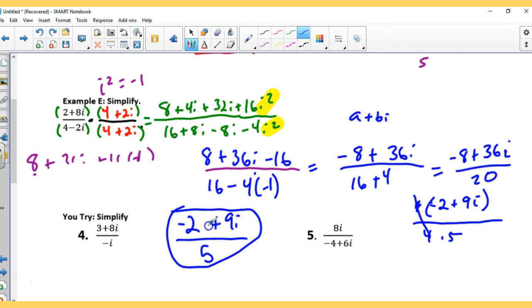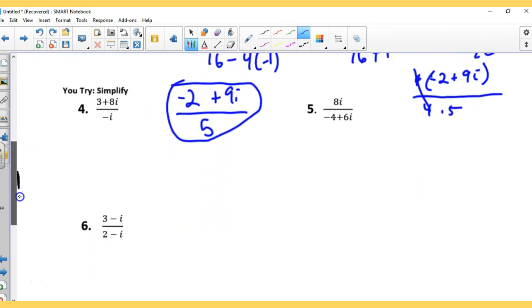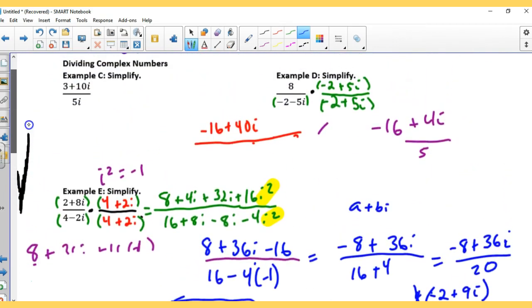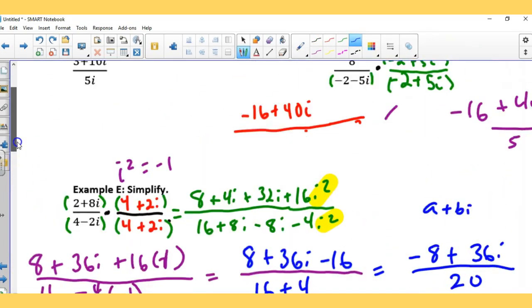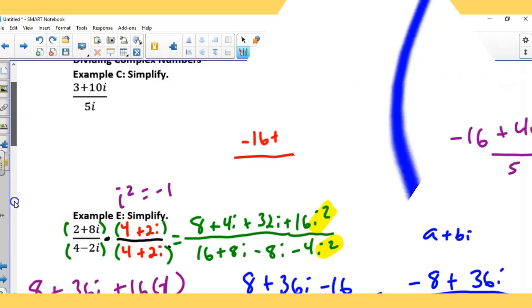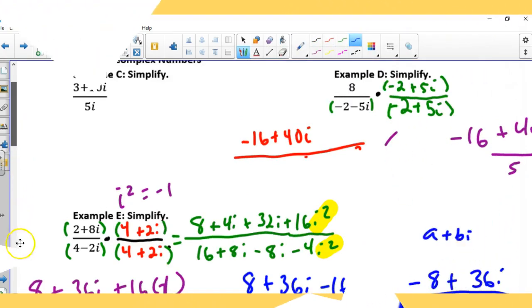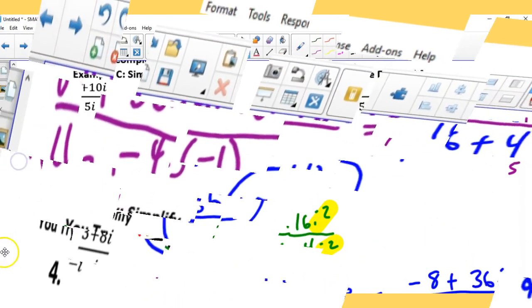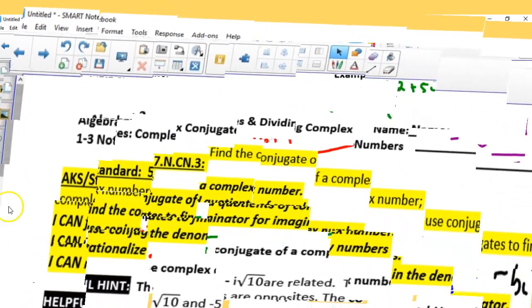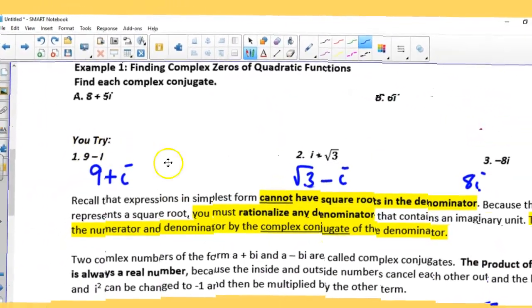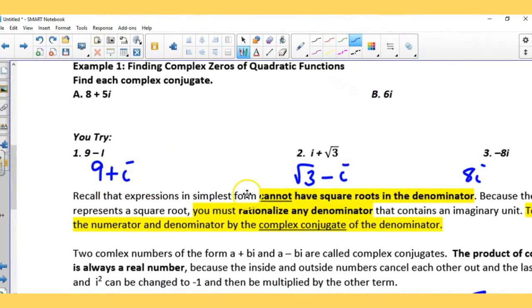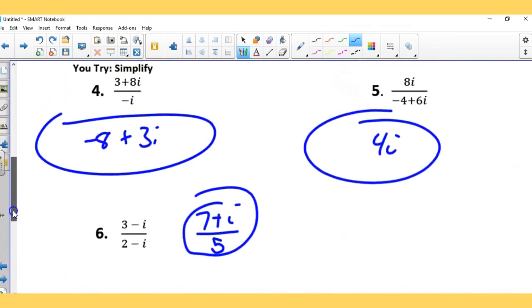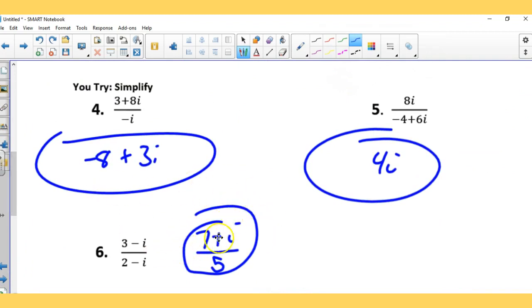Now, there are these U tries. I'm going to go ahead and put the answers in for you for the U tries. So for U try 1, 2, and 3, here are the answers. And for U try 4 through 6, here are the answers.